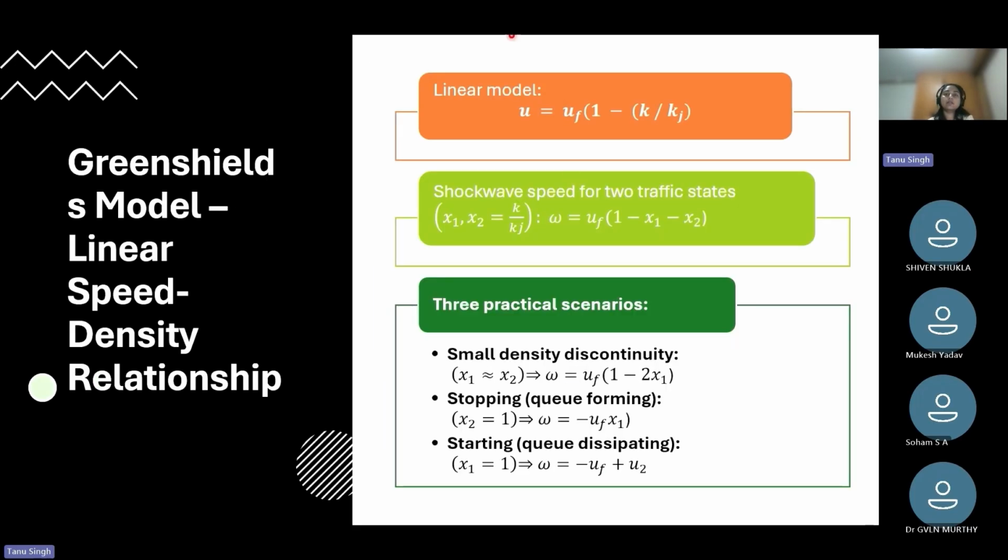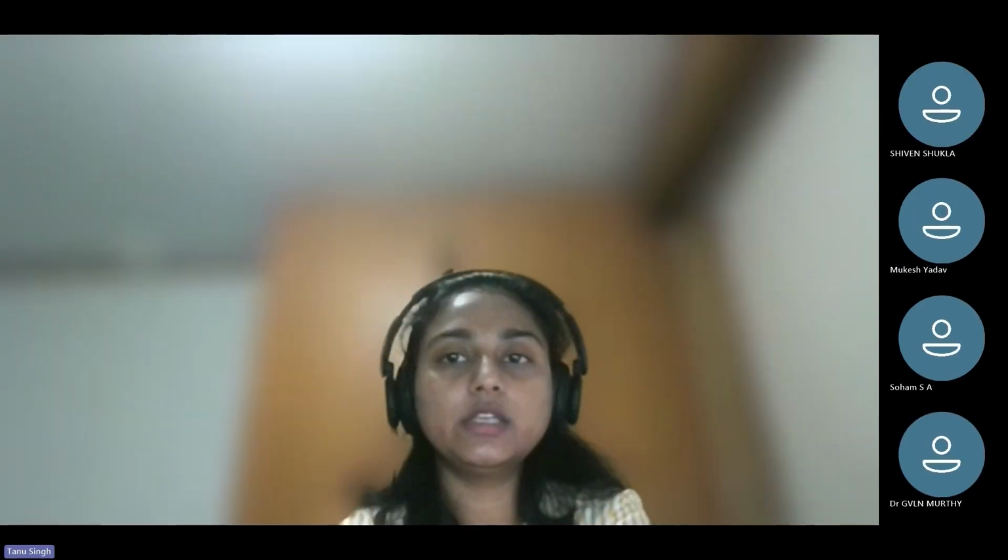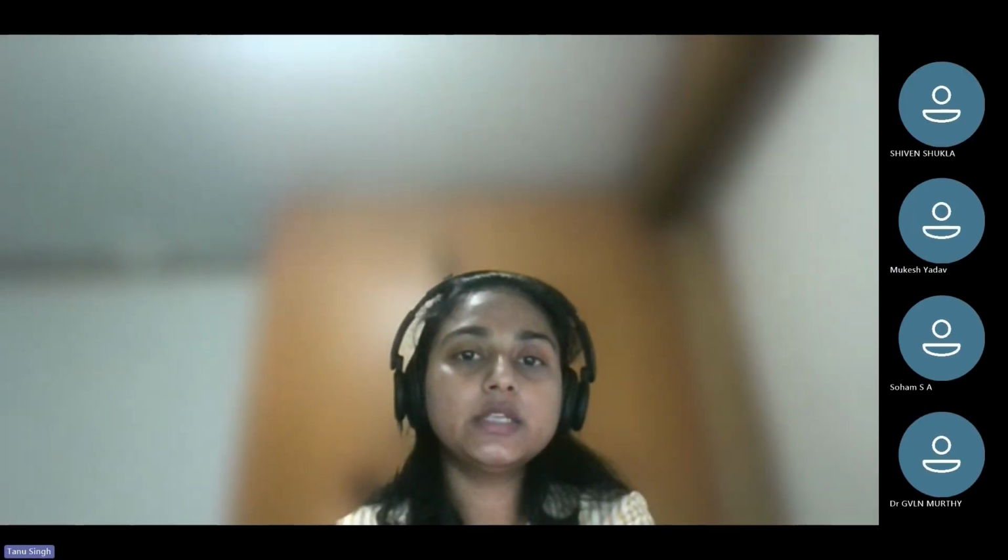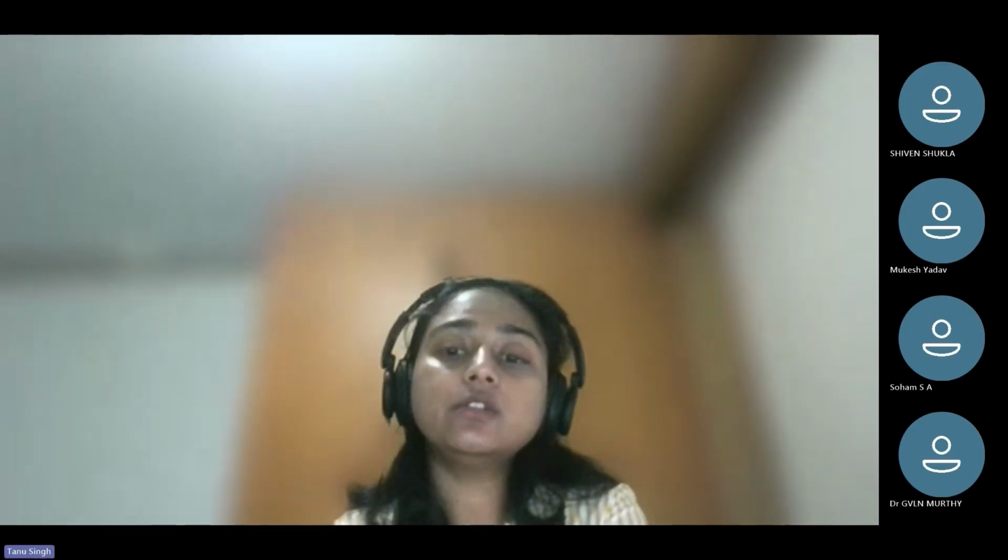Till here, is anybody having a problem with the shock wave? Is everybody able to understand what a shock wave is and how it is solved? Whatever the condition in the roadway, you have to draw it. Okay, any doubt on the shock wave speed? As we have discussed, shock wave speed is defined by a formula.